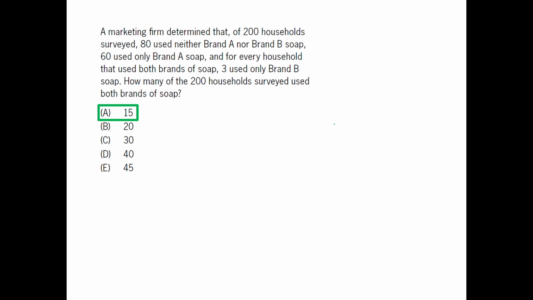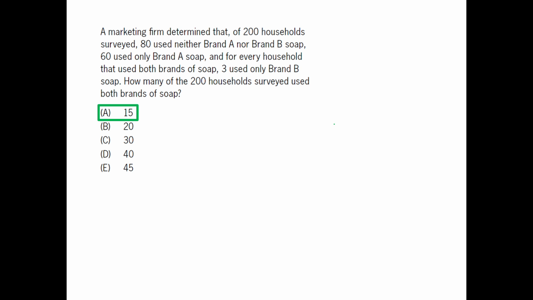First, let's categorize this problem. We've got two groups of households, those that use brand A soap and those that use brand B soap, and we've got an overlap. That makes this a two-set problem. If your strategy for two-set problems is to use a Venn diagram, I've got a simple message for you. There's a much better way.